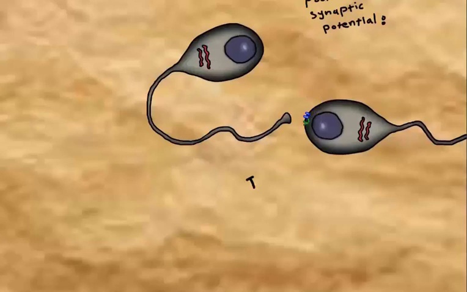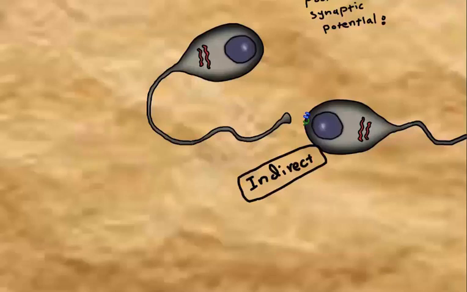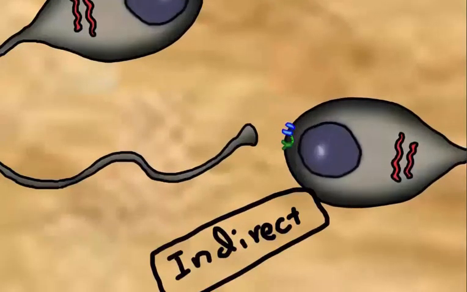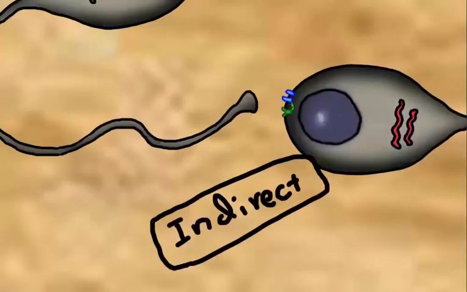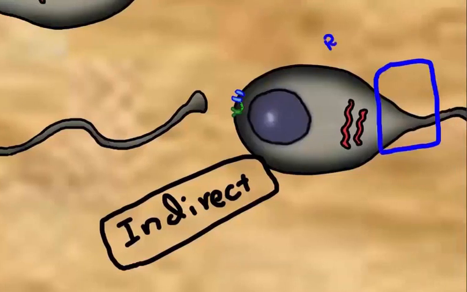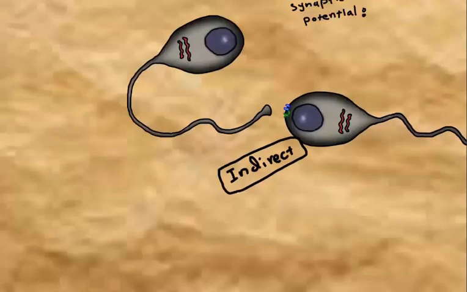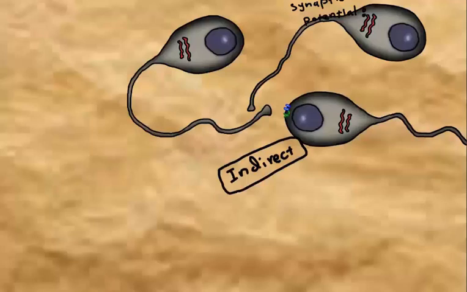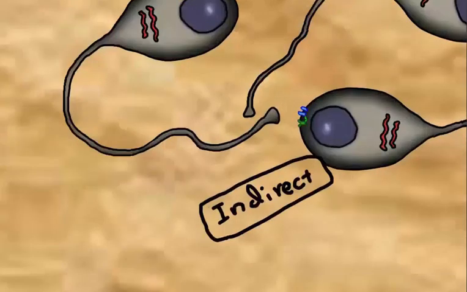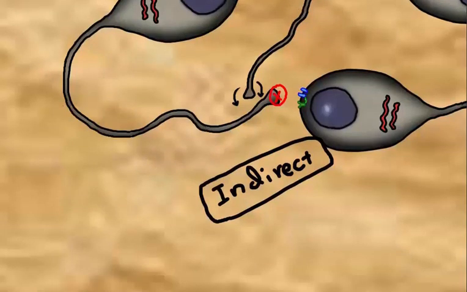Indirect inhibition also could take place, and it has two reasons. For example, the post-synaptic neuron is in the refractory period, in which this cell would be refractory to stimulation, so no action potential could be initiated. Or it could be due to a third neuron acting on preventing the presynaptic neuron from releasing its neurotransmitters, and this is called presynaptic inhibition.